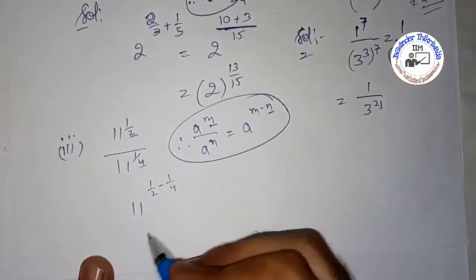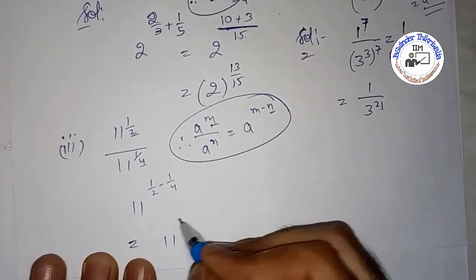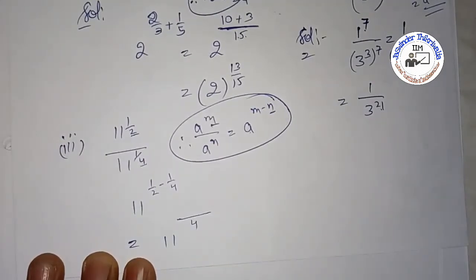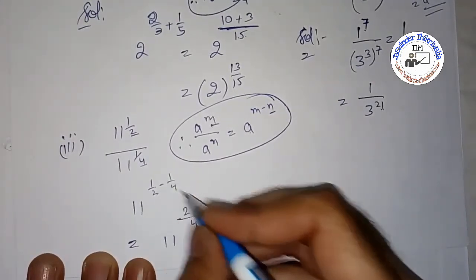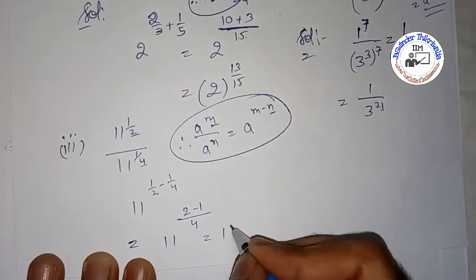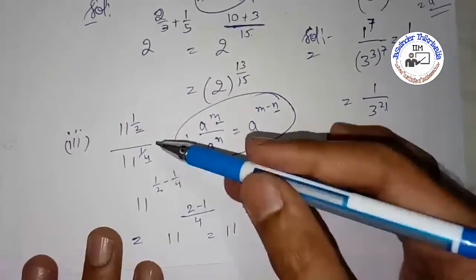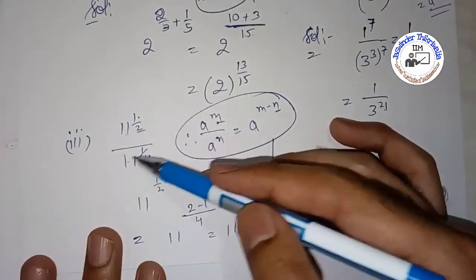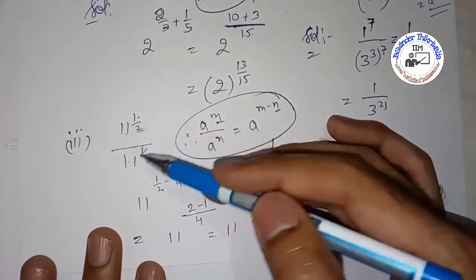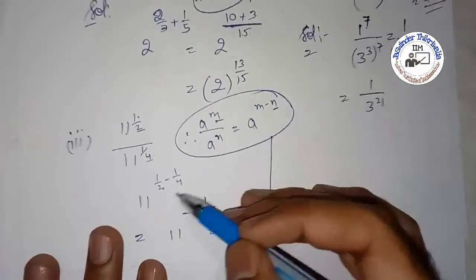Now take the LCM, the LCM will be 4. 4 divided by 2, what you will get, 2. 4 divided by 4, what you will get, 1. So it will be 11 to the power 1 by 4. Understood beta? This is crystal clear that it is a to the power m, a to the power n, and they are in division. If they are in division, then we will subtract the powers.